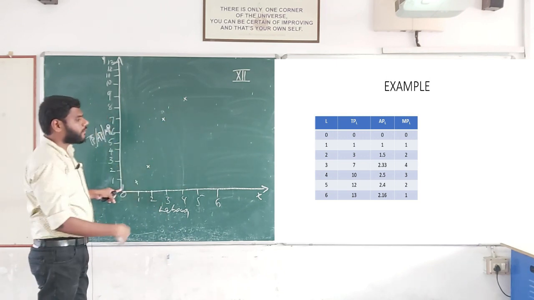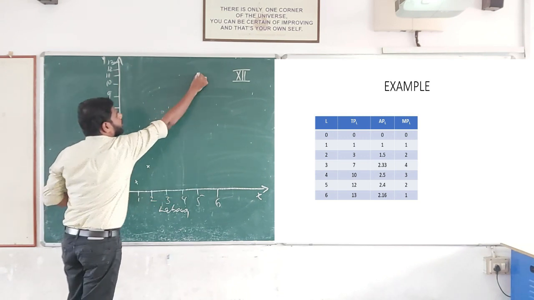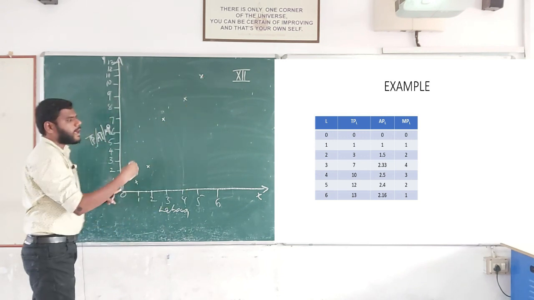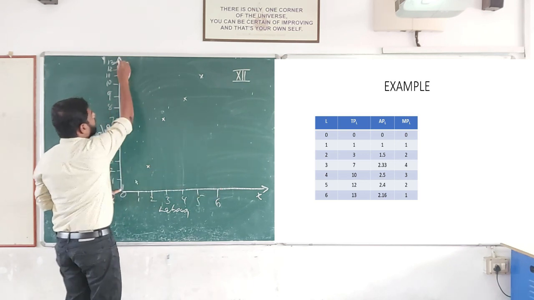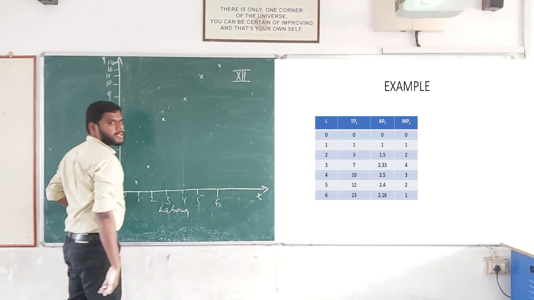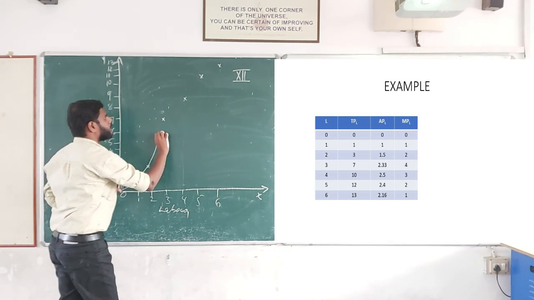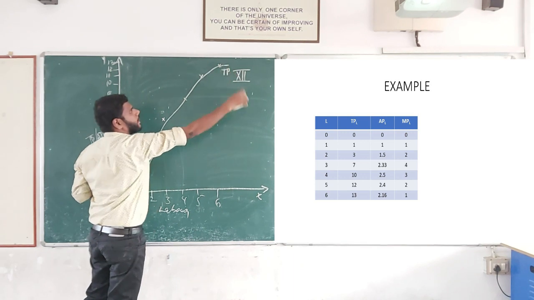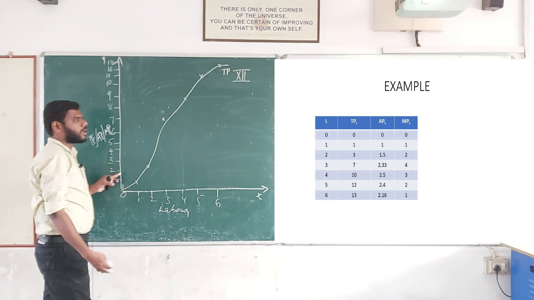At 5 units, the total product is 12. At 6 units, total product is 13. So we can draw the total product curve like this. This is the total product curve.